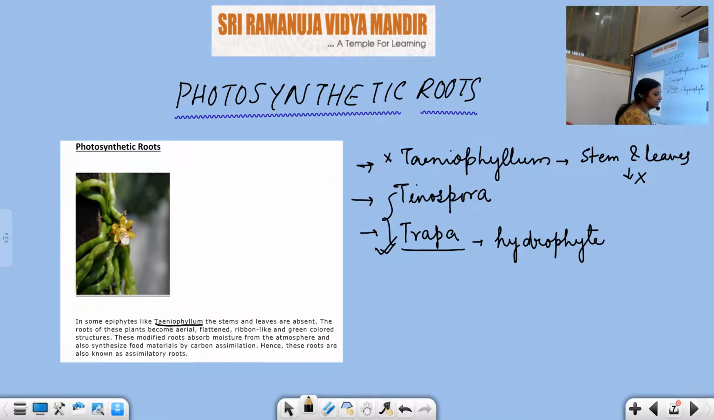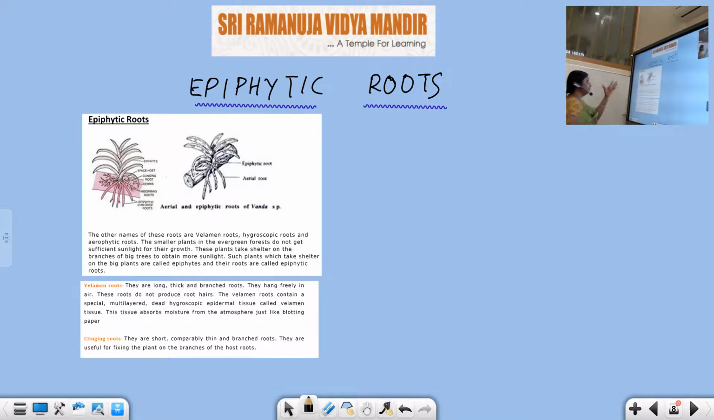Now see the next one, epiphytic roots. What are epiphytic roots? I have told earlier that epiphyte means the plants which take shelter on other plants or big trees. Here in dense forest, some plants do not get proper sunlight, so they take shelter on big trees to get proper sunlight.